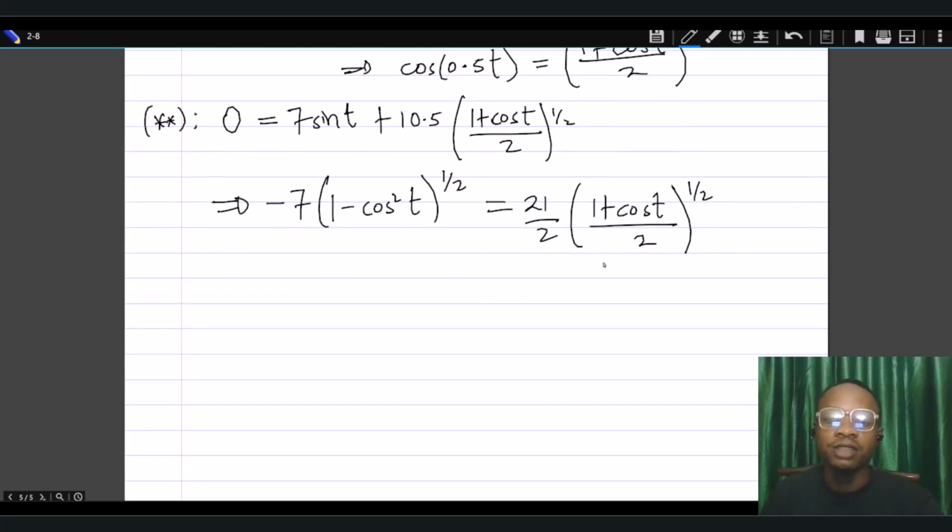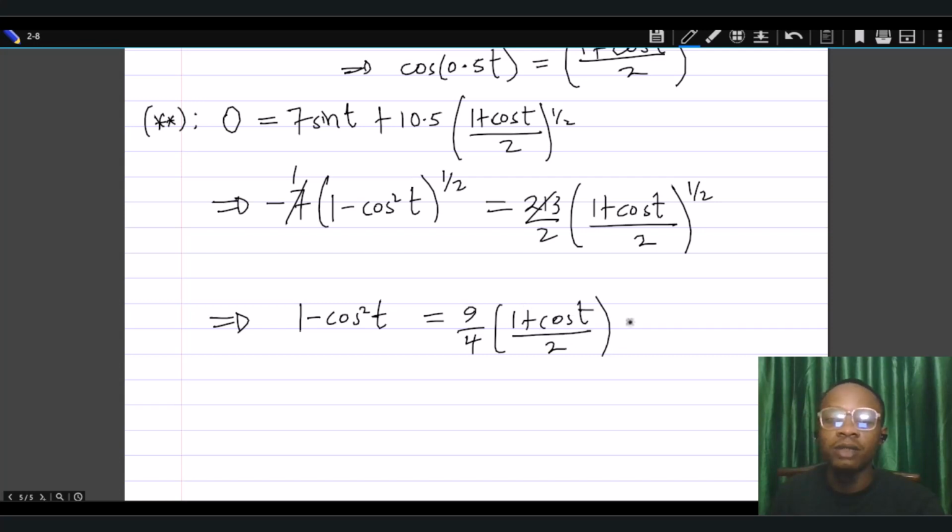Then to clear off these powers, we can just square both sides. Of course, before we do that, this is 1 and this is 3, so this is basically 3 over 2. Then when we square both sides, this is minus 1, this becomes positive, and then this gives us 1 minus cos squared t equals, when we square this, 9 divided by 4. And then when we square this, that gets rid of the square root sign. So this is going to be 1 plus cos t divided by 2.